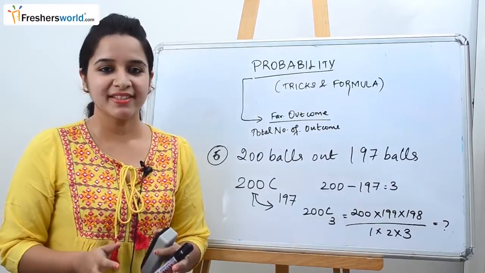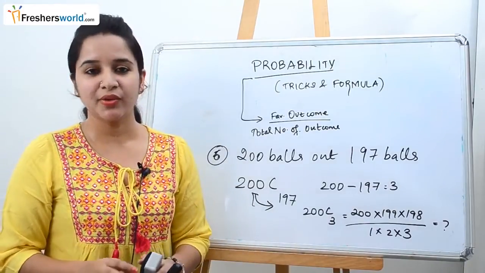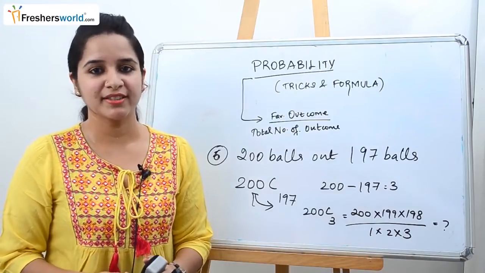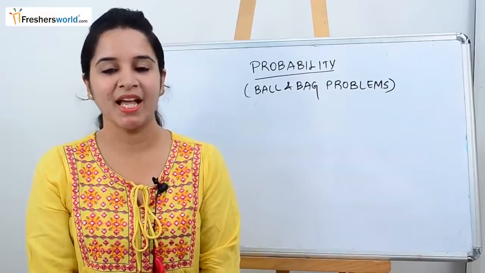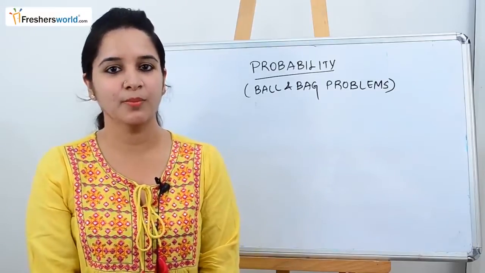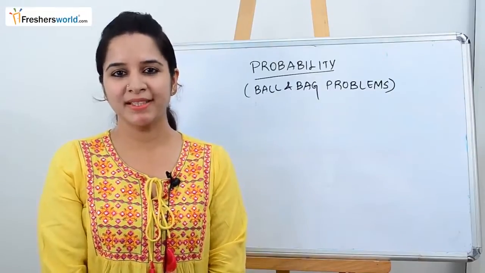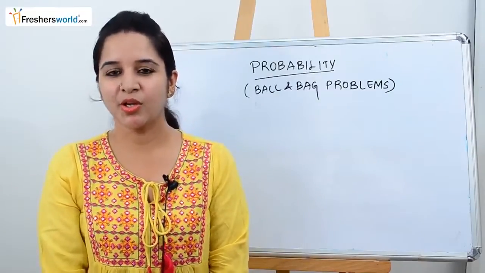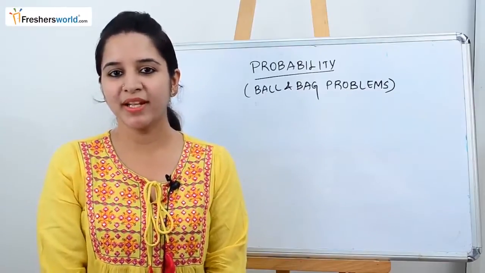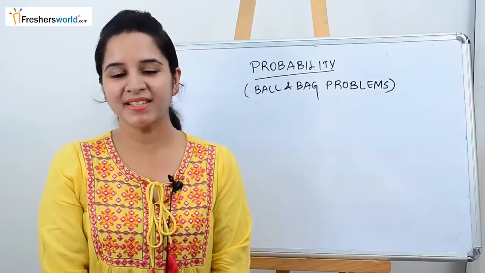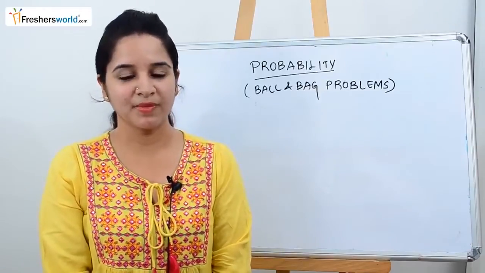If you can understand all the 6 tricks that we have solved today, it will be very easy to crack any problem that you can face in probability. The topic that we are going to look at today is probability, and we are concentrating more on the ball and bag problems. When you find a probability sum in any aptitude exam, you can always see it's mostly a ball and bag problem. So today I'm going to tell you the basic 7 types of problem that you can expect in a ball and bag problem. So let's get started.